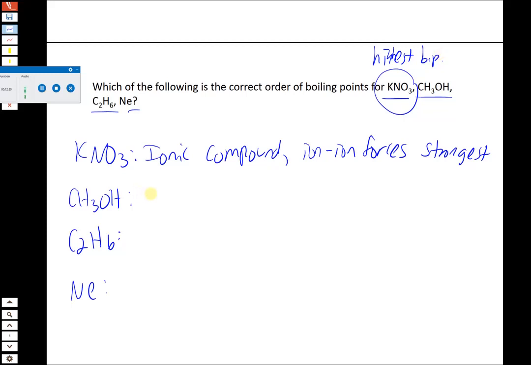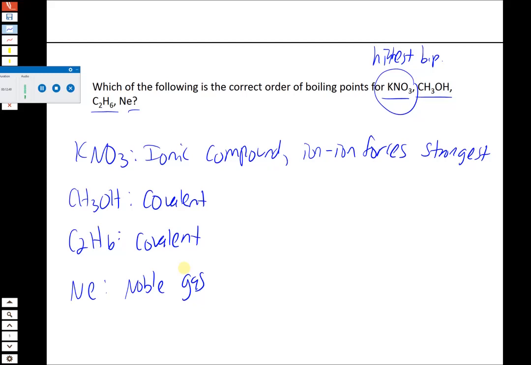So for example, this is a covalent compound. C2H6 is covalent, all non-metals in the formula. Neon is not even a compound, it's just a noble gas element. So anything that's an ionic compound, you'd expect to have the highest boiling point. Of all the major structural classes we learned about, ionic compounds as a whole have the highest boiling points.